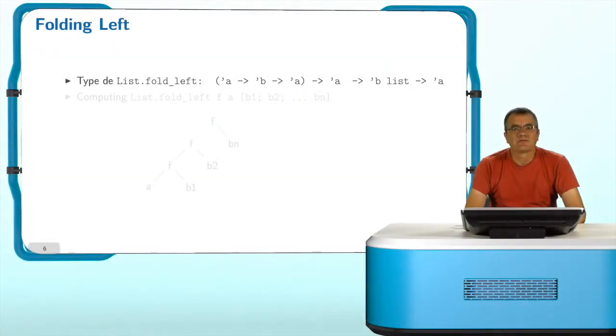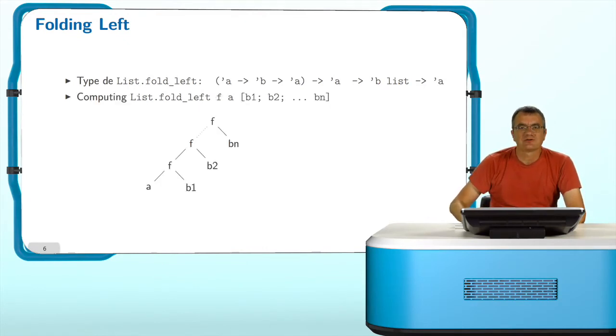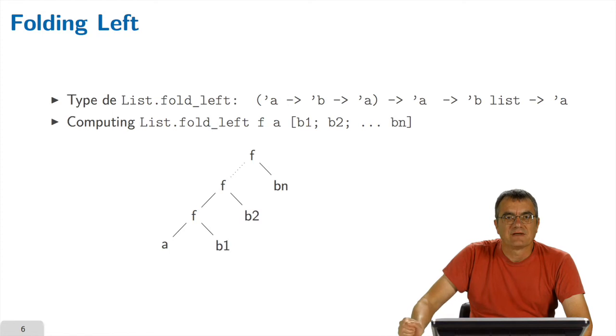In contrast to the folding right operation, the folding left operation has a completely different shape of its computation tree. As the name indicates, it hangs now to the left. Now let us understand what the type of this function is. Beta would be the type of the elements of the list and alpha would be the type of the result of function f. As a consequence, what do we get?